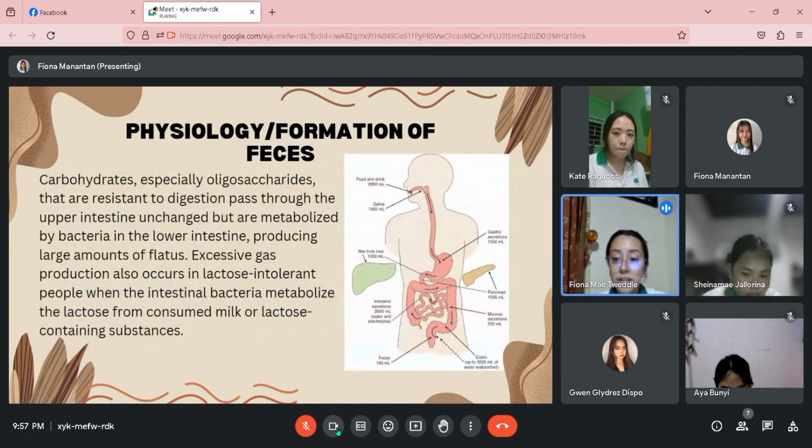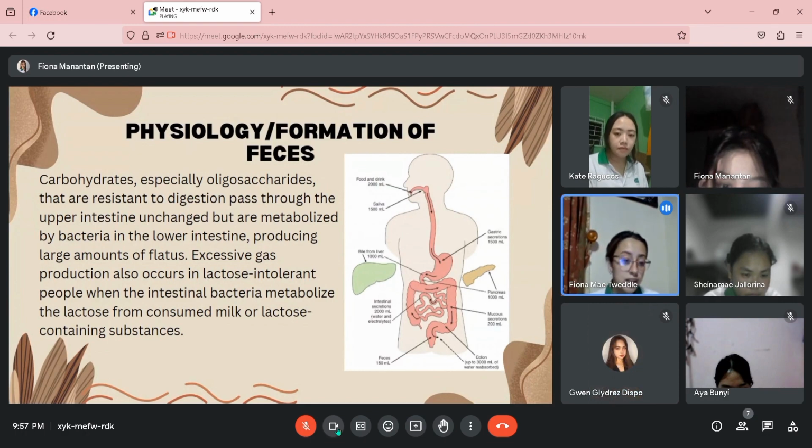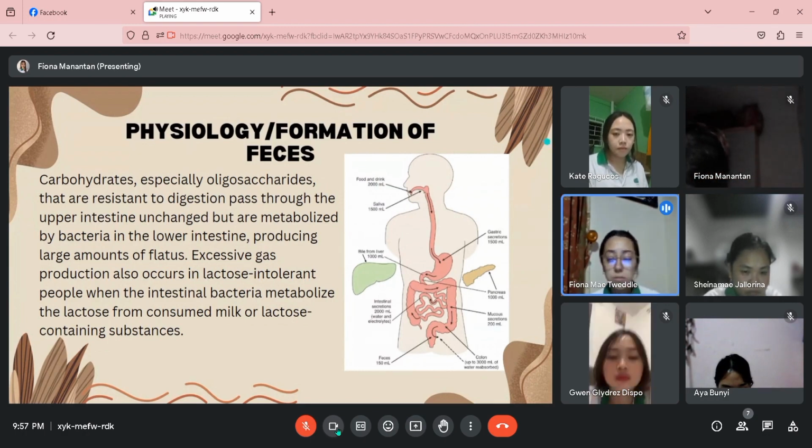Carbohydrates, especially oligosaccharides that are resistant to digestion, pass through the upper intestine unchanged but are metabolized in the lower intestine, producing large amounts of flatus. And this excessive gas production also occurs in lactose intolerant people when the intestinal bacteria metabolize the lactose from consumed milk or lactose containing substances, because lactose intolerant people do not have the enzyme lactase, which is needed to break down lactose that is present in milk.